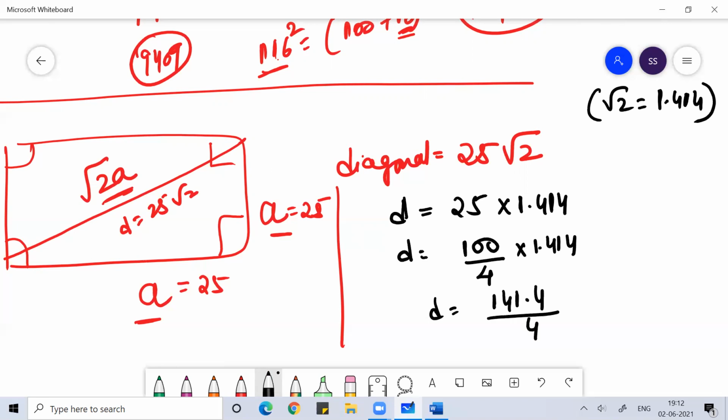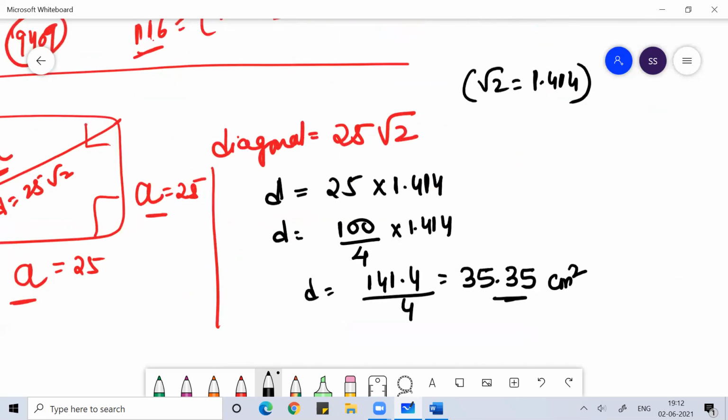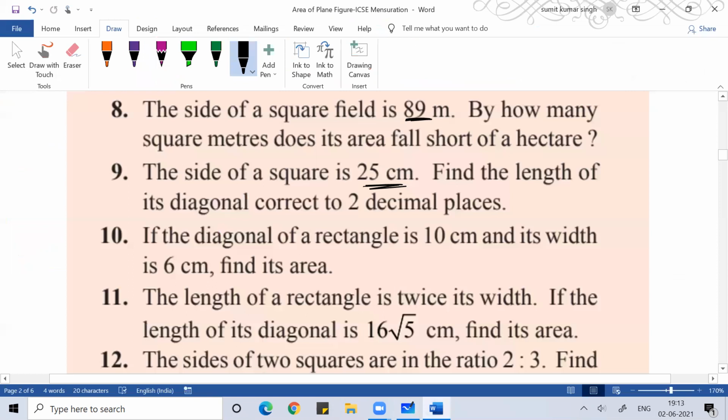141.4/4। यस सर। अब मुझे ये आ गया तो मुझे आ गया 35.35। ओके सो ये हो गया 5 सर, 35.35, यस सर। So this is centimeter square और that will give me the answer. So we got this 10th one.